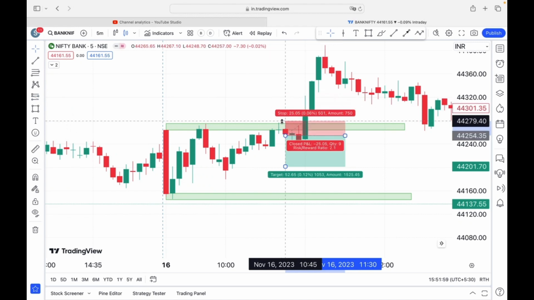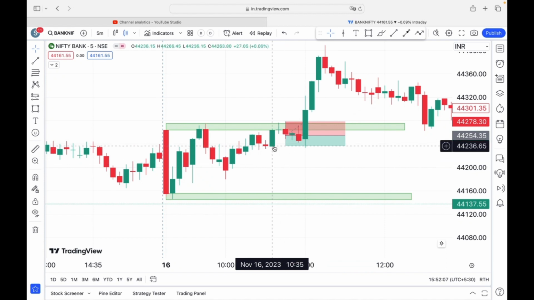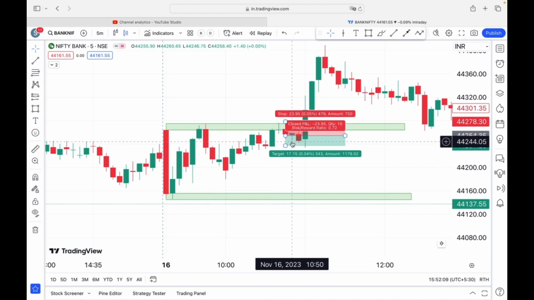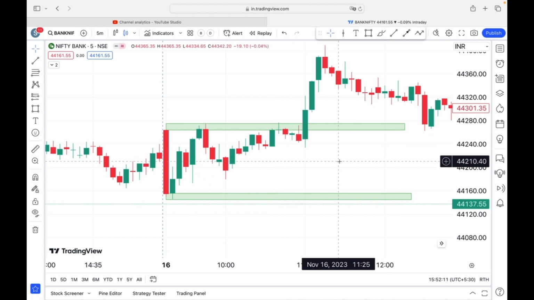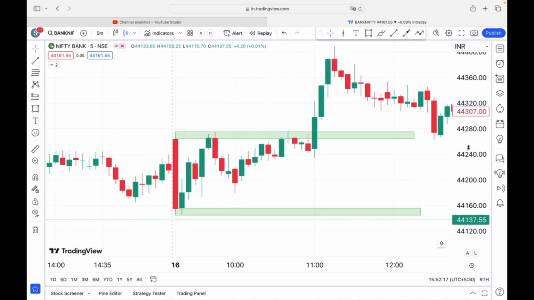So your risk would have been above that, and then your reward is immediately here. Here on the left side, if you see, if your reward is only that much, then your risk versus reward ratio is not at least one. So we can't really go ahead and take any trade there.